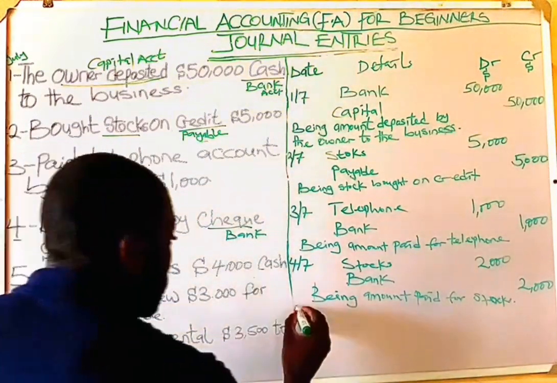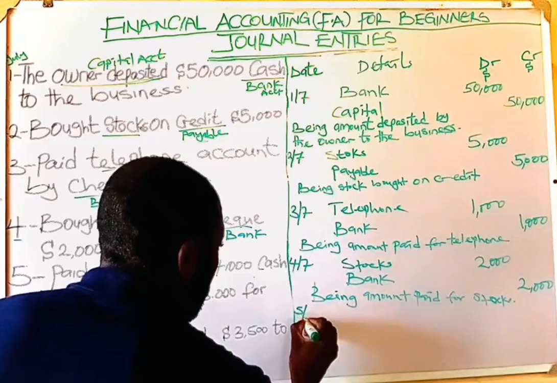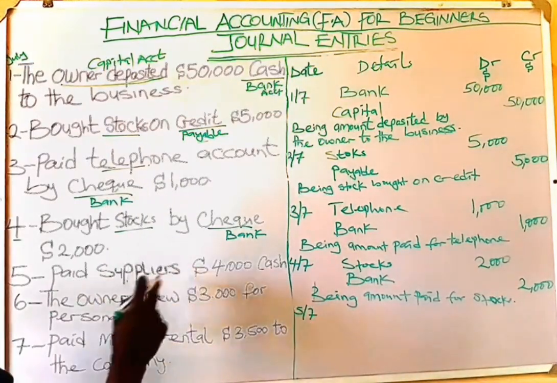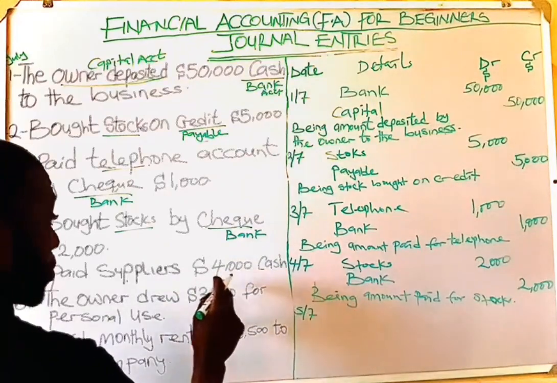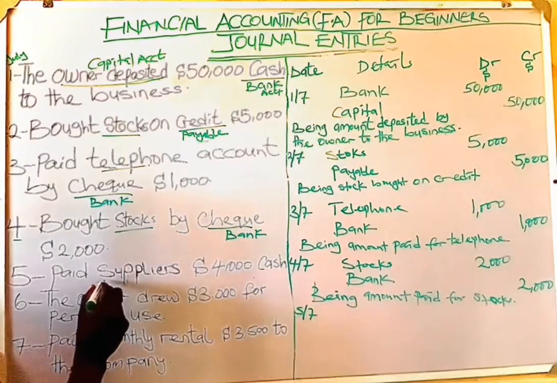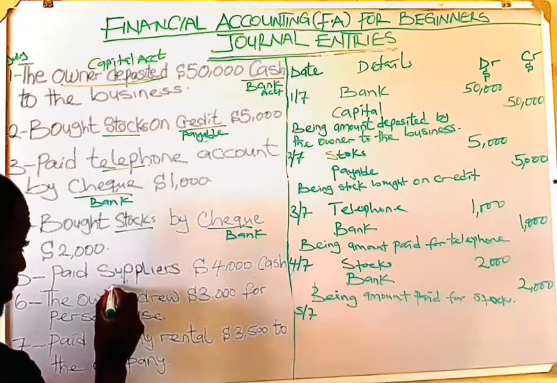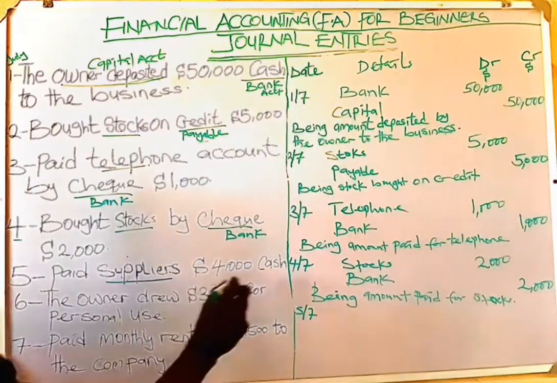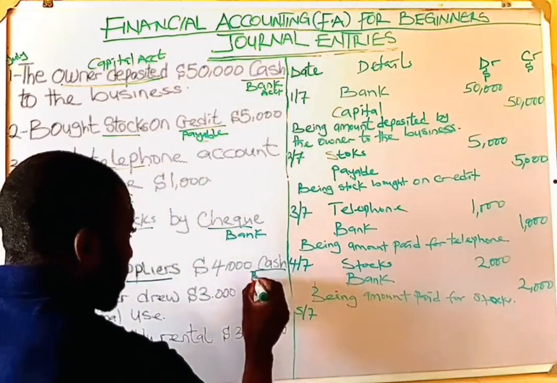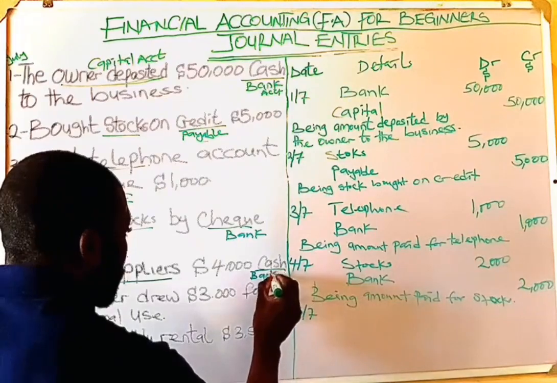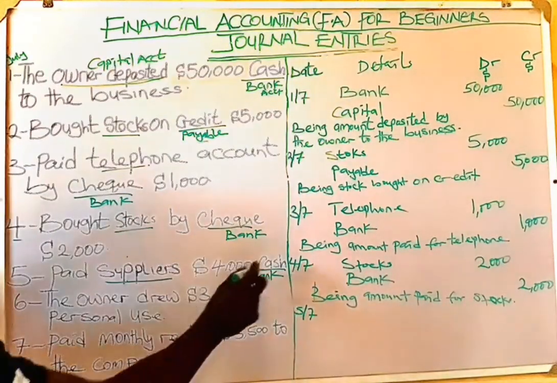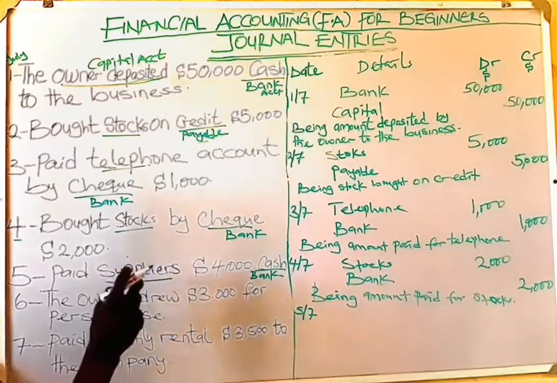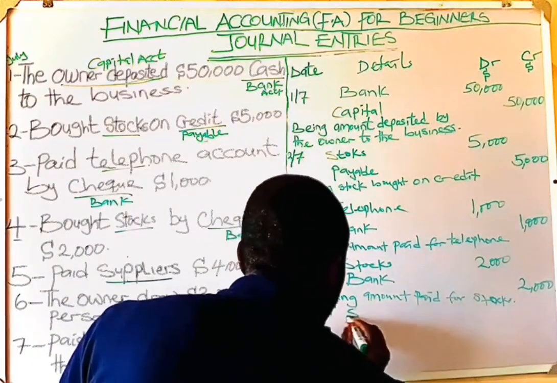Transaction 5, the fifth transaction, says paid suppliers $4,000 cash. It's the same thing with this telephone. This supplier account is an expense, then cash is bank. And your cash is going, credit. Your supplier is receiving, debit. Then you say suppliers.